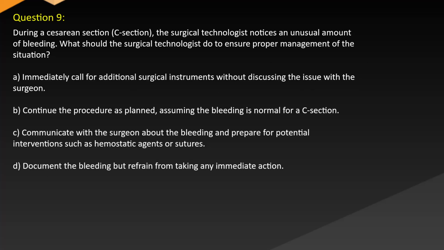Question 9. During a cesarean section, C-section, the surgical technologist notices an unusual amount of bleeding. What should the surgical technologist do to ensure proper management of the situation? A. Immediately call for additional surgical instruments without discussing the issue with the surgeon. B. Continue the procedure as planned, assuming the bleeding is normal for a C-section. C. Communicate with the surgeon about the bleeding and prepare for potential interventions such as hemostatic agents or sutures. D. Document the bleeding but refrain from taking any immediate action.